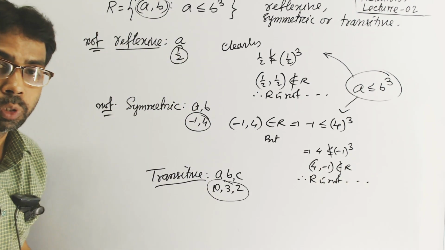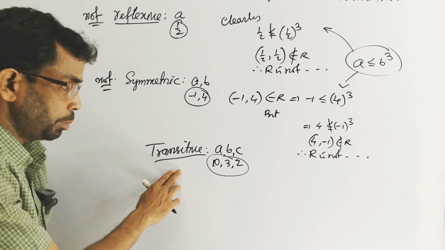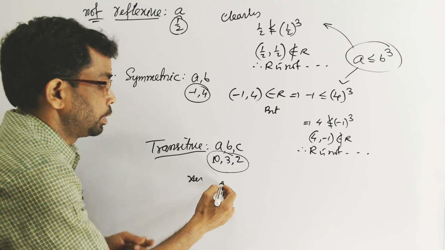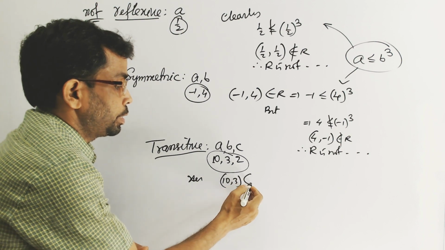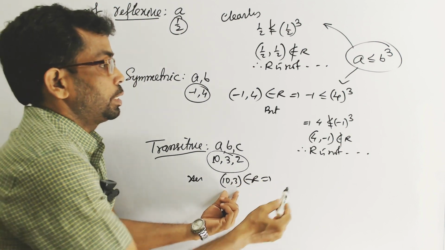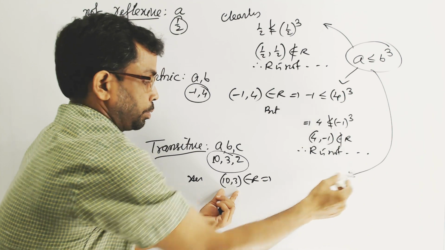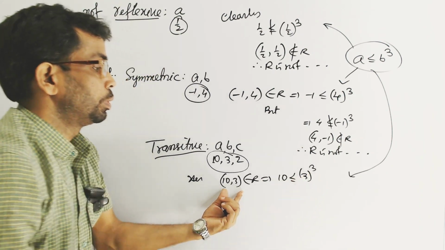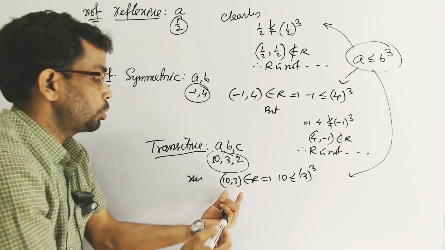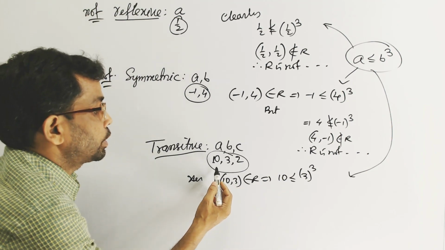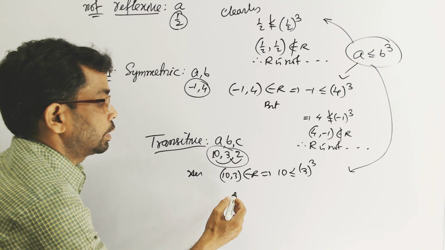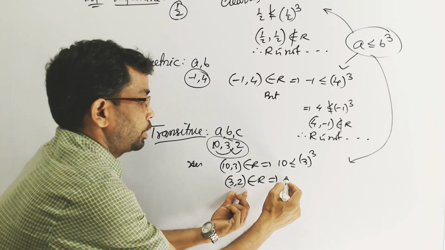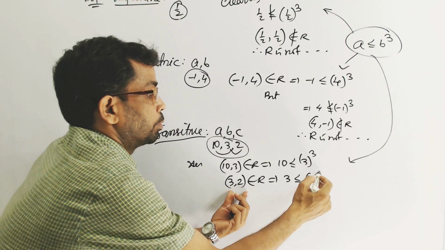And to explain transitivity, I am taking three numbers 10, 3 and 2. Here (10, 3), this pair is related because they satisfy this condition, a ≤ b³. It is true: 10 is less than or equal to 3³ is true. So (10, 3) is related. So first and second are related. Now if we take second and third, that means (3, 2), they are also related because they satisfy the condition 3 ≤ 2³.